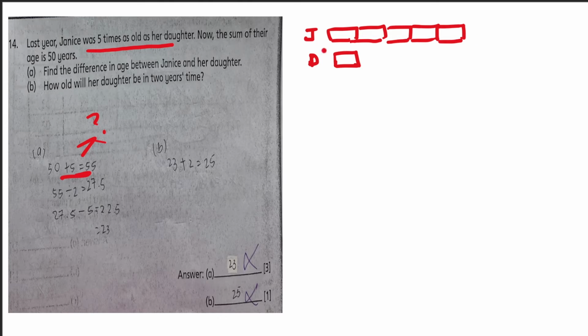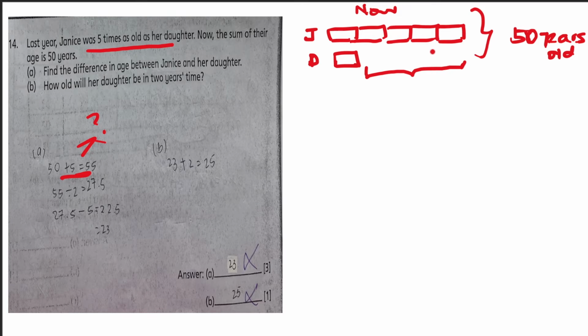Okay, so now, the sum of their ages is 50 years old. It is asking, find the difference in the age gap between them. What is the difference between the age gap? Which is this unit here, right? Which is the 4 units, that is the difference. Am I right? But how do you find it? Because I know that I have in total 1, 2, 3, 4, 5, 6. 6 units will add up to be 50 years old.